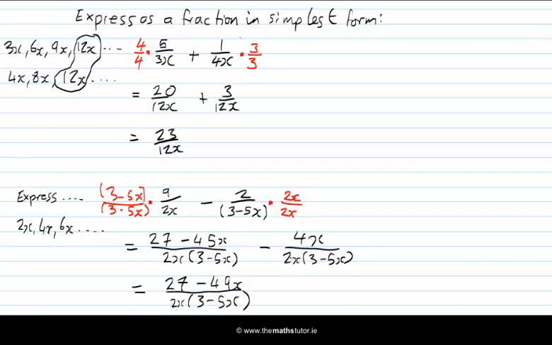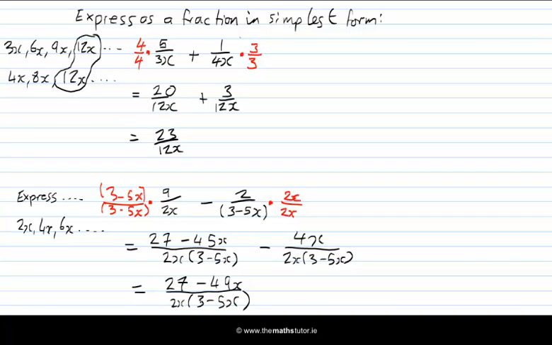Now how do we know that this is the simplest form? We have to try dividing by everything on the bottom. And if you're not familiar with how to divide fractions, then take a look at our earlier videos on algebraic fractions. So, we can't divide by 2 because 27 is odd. We can't divide by x because 27 doesn't have an x in it. So, if this can be simplified, we have to divide by 3 minus 5x.